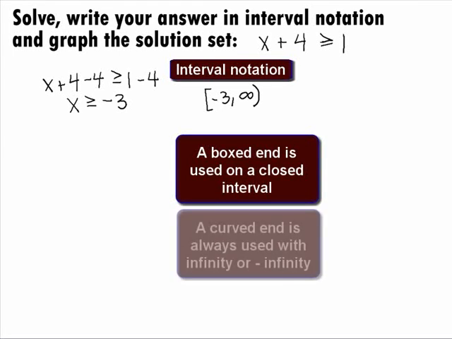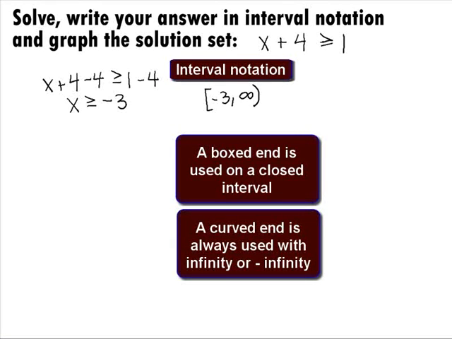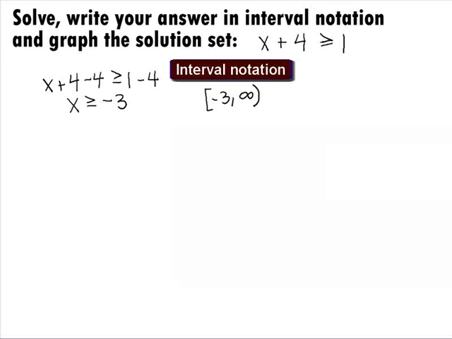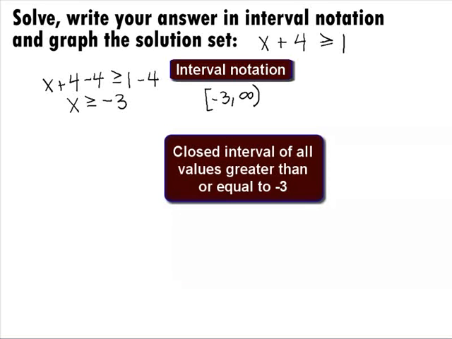3, and note that anytime we have infinity or negative infinity in interval notation, we always use a parenthesis on that end. So the final answer for the interval notation will be a bracket with a negative 3, comma, infinity, with a parenthesis to give us the closed interval of negative 3 to infinity.